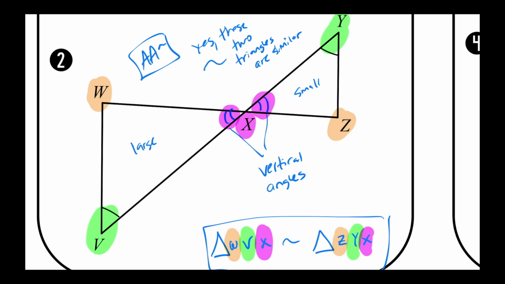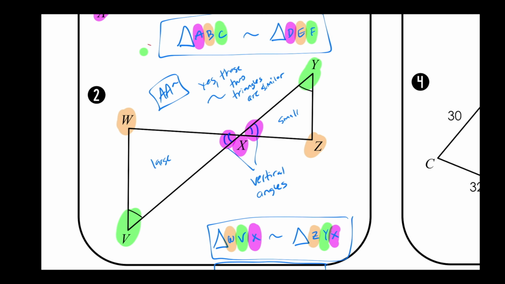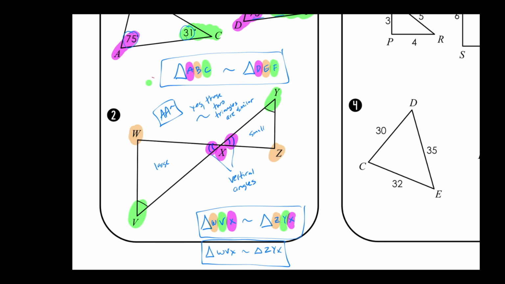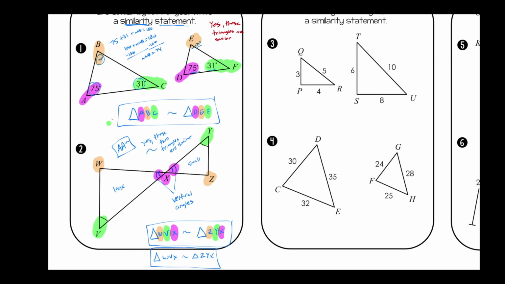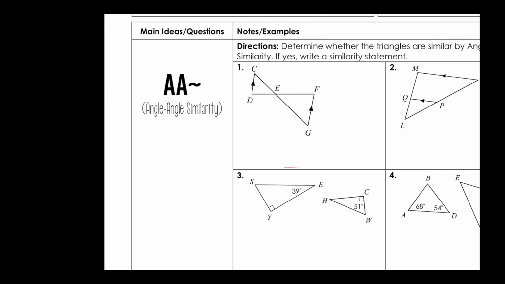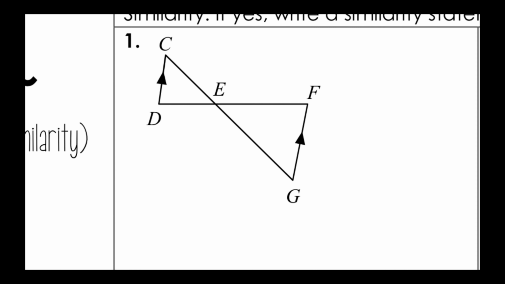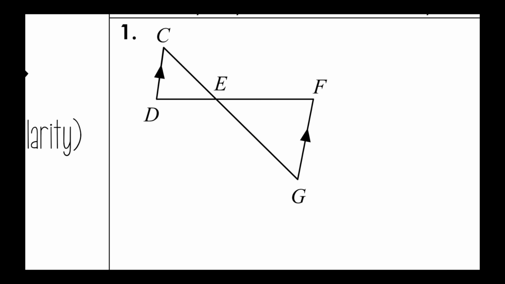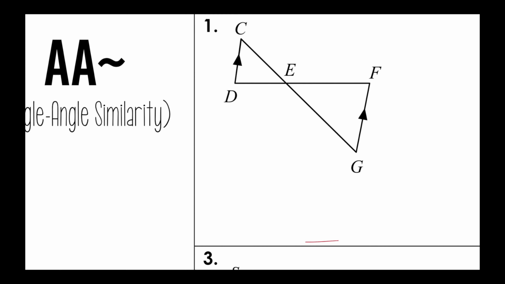All right. Are there any questions? Because I'm going to have you do a problem now. I'm going to have you get what I just taught you, and you're going to do a problem. So let's go down here to the similarity and look at number 1. But before we do that, hold on. Before we do that, I have a question.